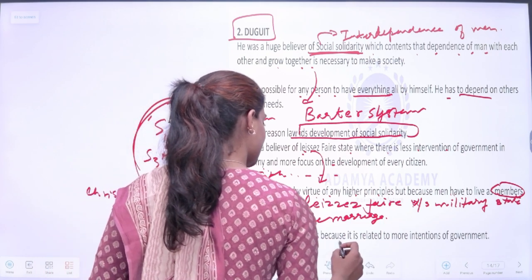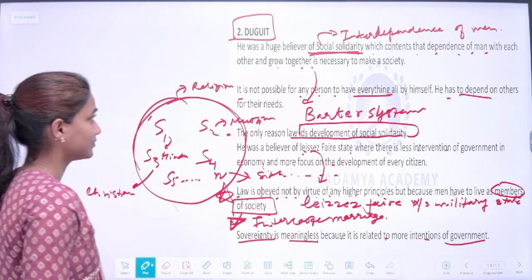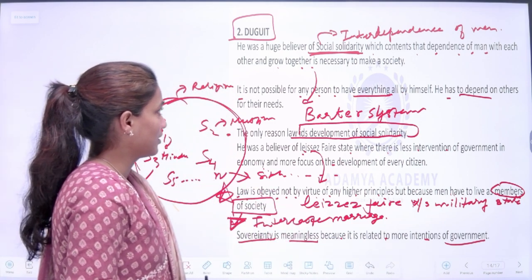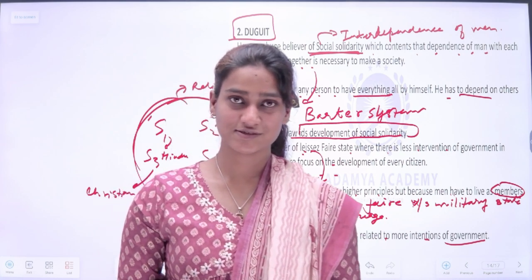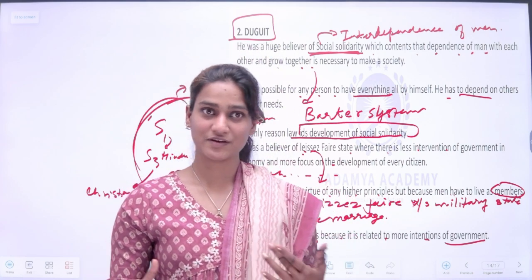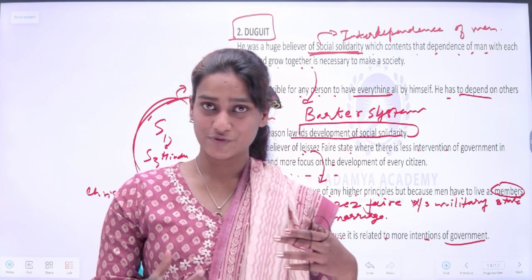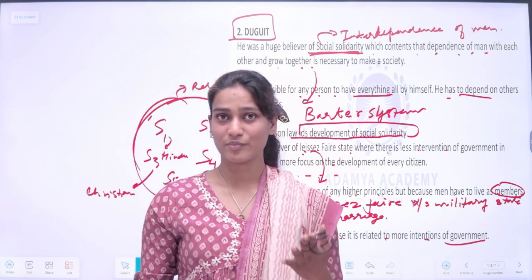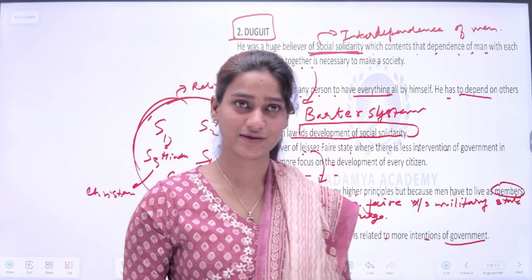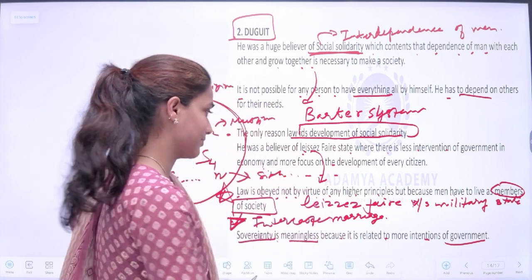Sovereignty is meaningless because it is related to mere intentions of government. As Duguid is associated with the sociological school of jurisprudence, he will obviously consider society or the will of the people to be more dominating than sovereignty. He will give more importance to the will of the people. So here, that is why he has considered sovereignty to be meaningless.